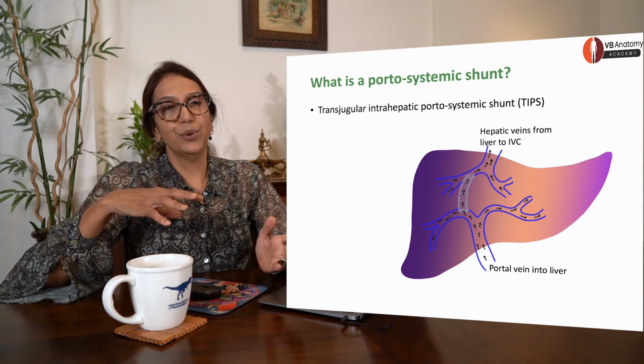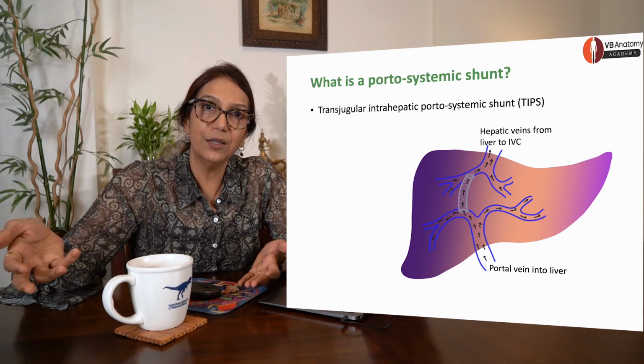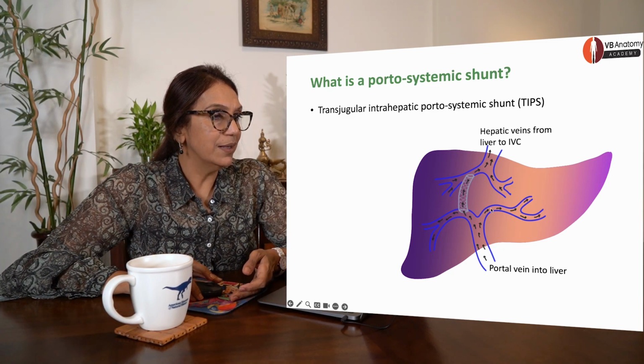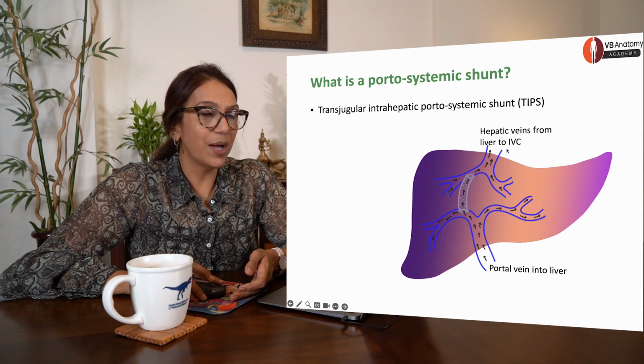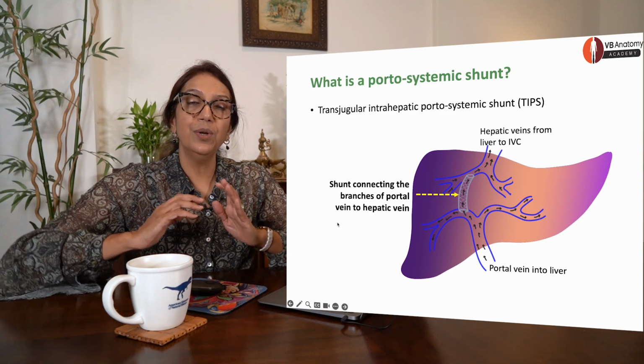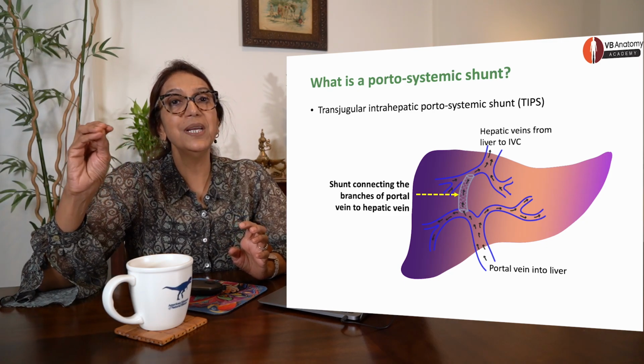So what will you do? You can do what is called a portocaval shunt. So again, this is another term you should know. Can you see that the portal vein here is entering into the liver? That's the hepatic vein draining into IVC. You can see that a shunt has been put in between the two, bypassing the liver. This is called portosystemic shunt.